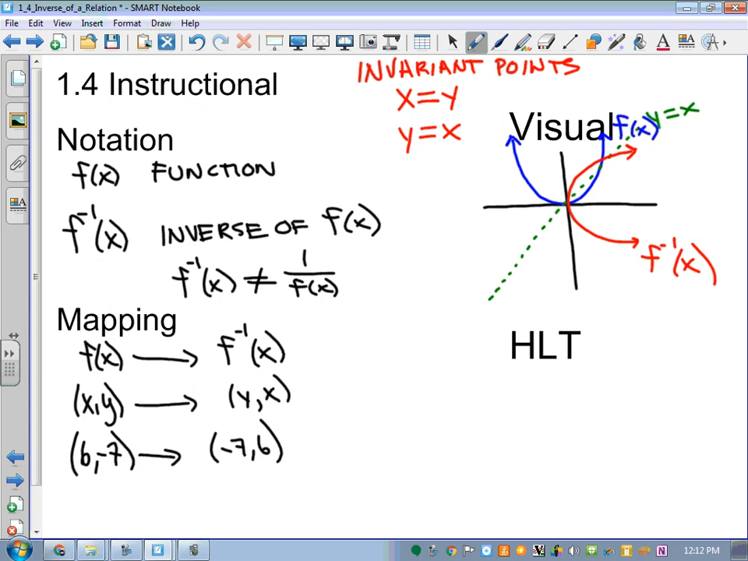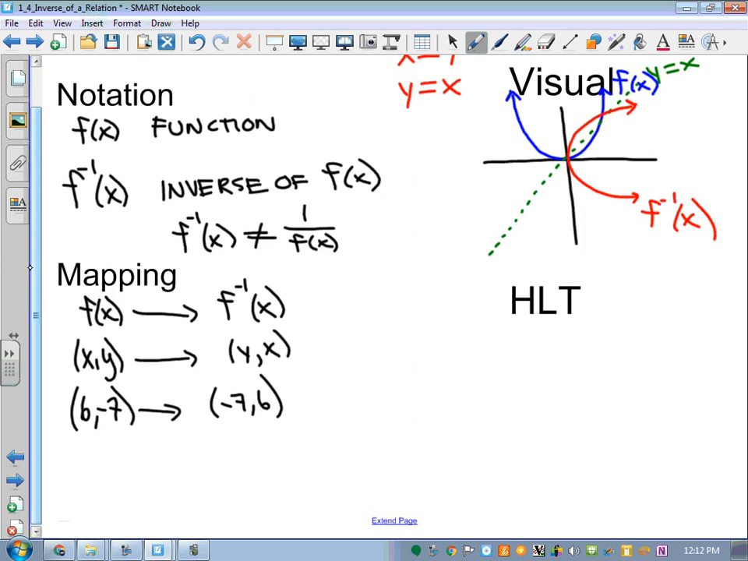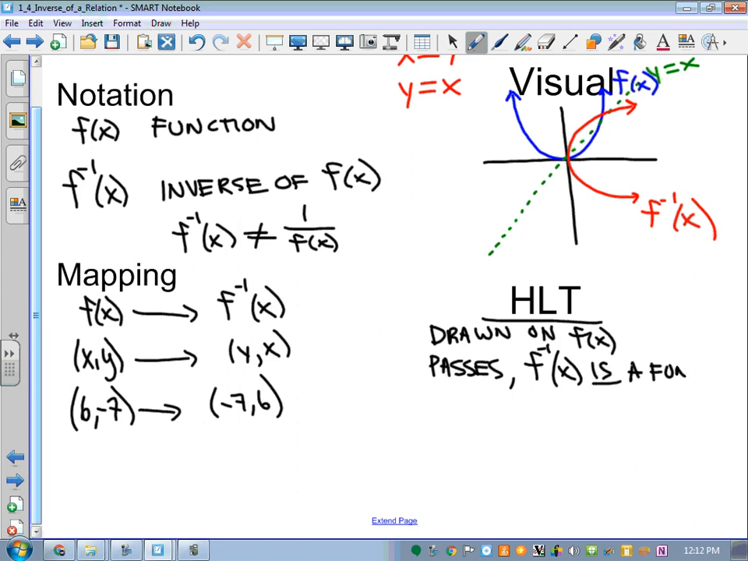Okay, there's one other thing that comes up in 1.4, which is something called the horizontal line test. The horizontal line test is drawn on the function, not on the inverse. And if it passes, which is to say it hits the graph in only one location, then f -1 of x is a function. So I'm going to show you two here.